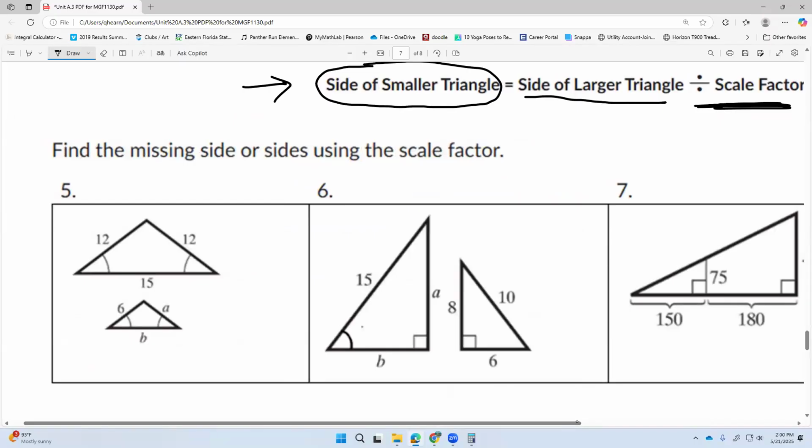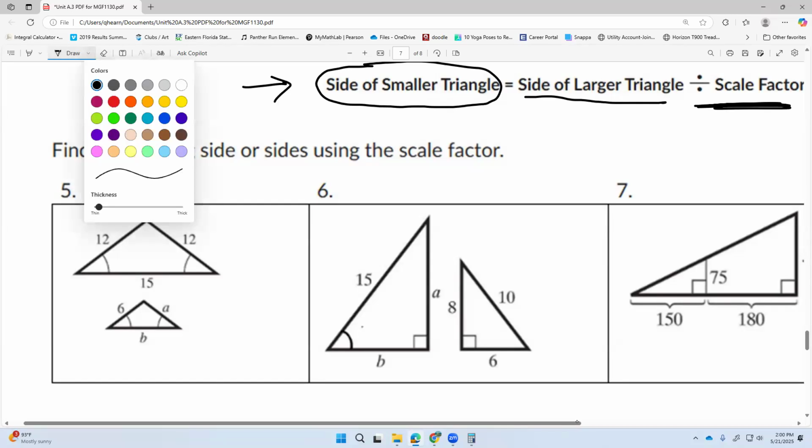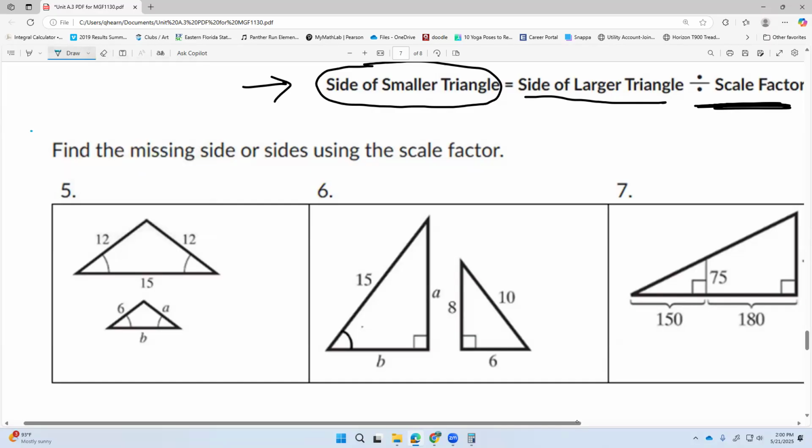This idea of scale factor only works when we have the same shape. Okay, so let's look at number 5. I'm going to highlight the corresponding sides. So we can see that the side of length 15 is between the two marked angles, and so is the side B. We can see that the side of length 12 here corresponds to the side of length 6 here.